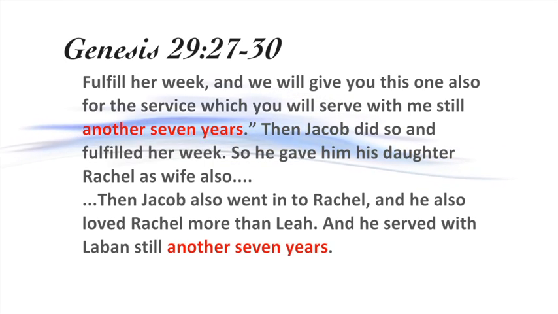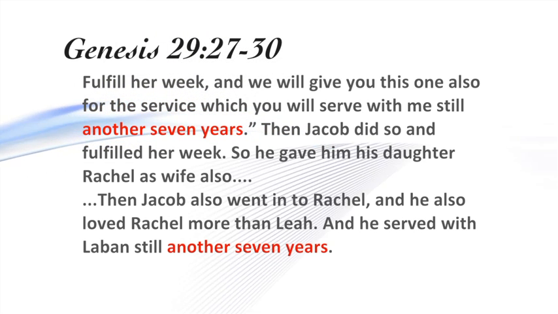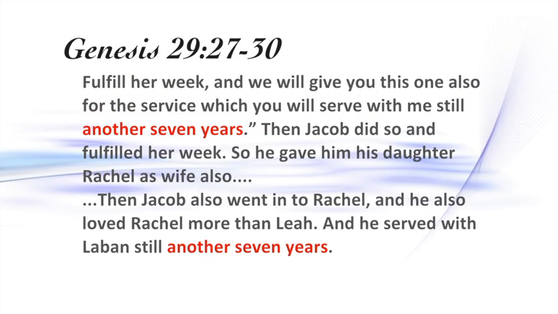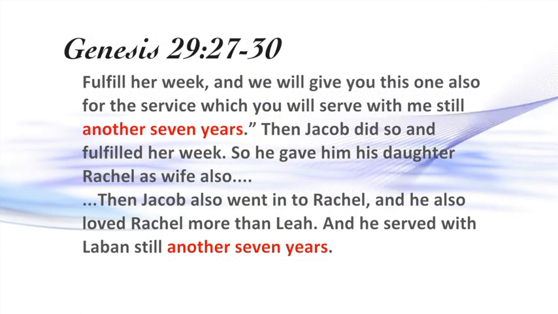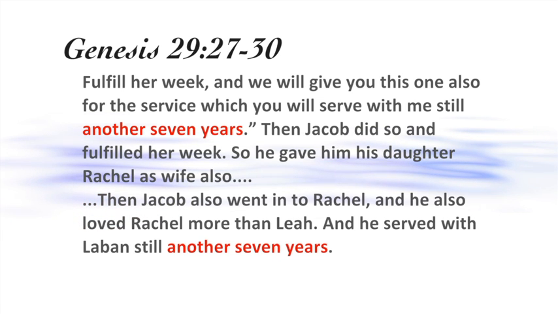However, instead of finding himself married to Rachel at the end of 7 years, he was married to Leah instead. When he objected, Laban said he could still have Rachel, but he would have to work another 7 years for her. However, he was allowed to marry her immediately, that is, as soon as his honeymoon week with Leah was over. We read that in Genesis 29:27-30. Laban says, "Fulfill her week," that is, fulfill Leah's honeymoon week, "and we will give you this one," that's Rachel, "also, for the service which you will serve with me still another 7 years."